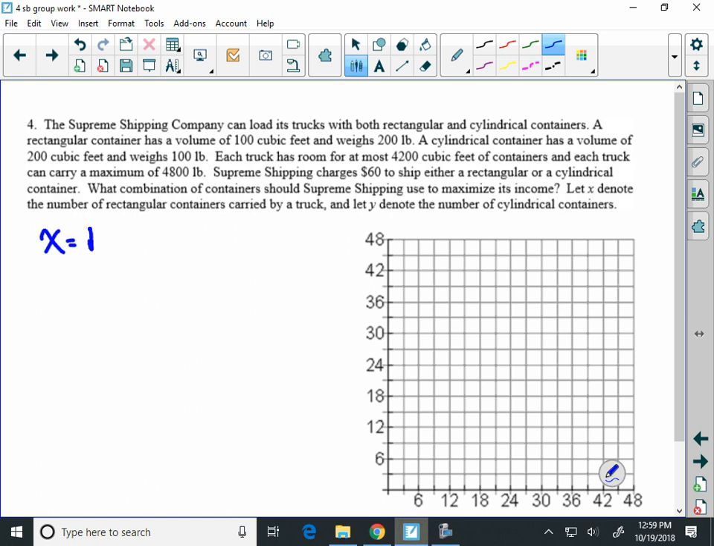X equals the rectangular, and Y equals the cylindrical.